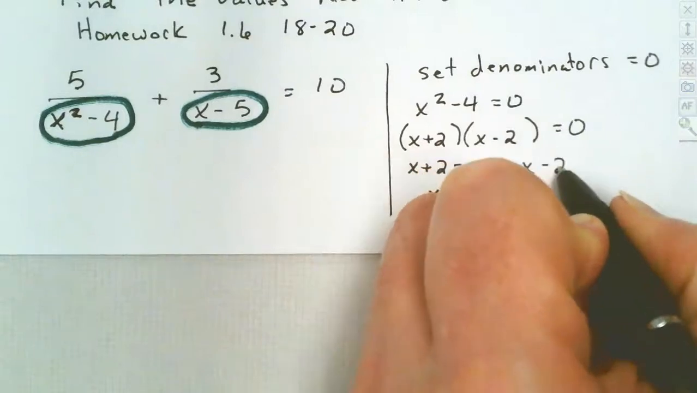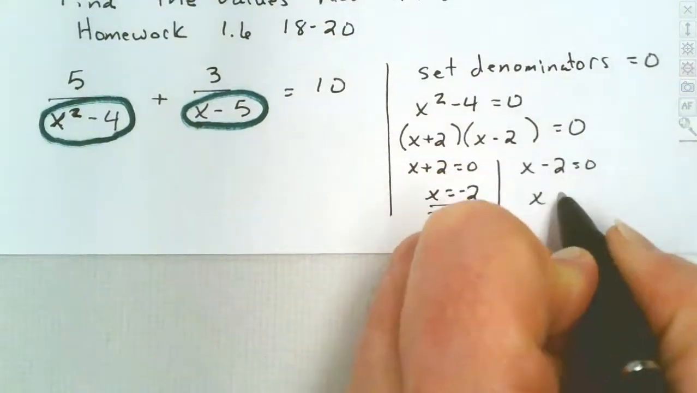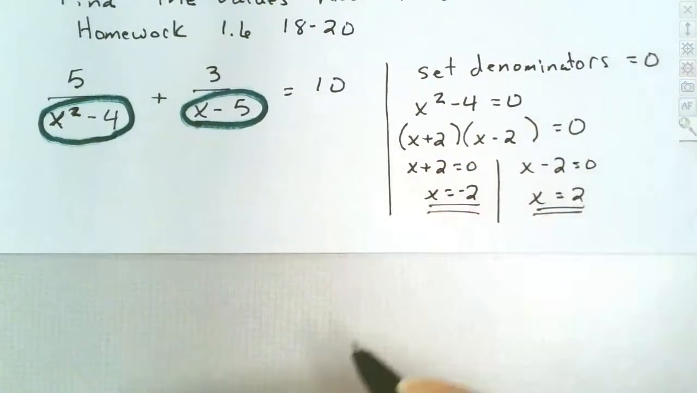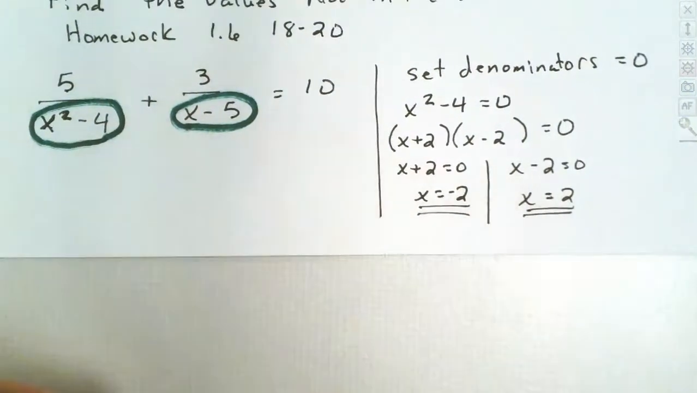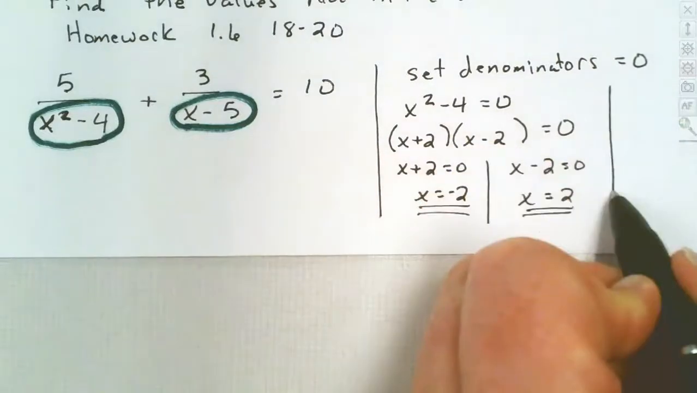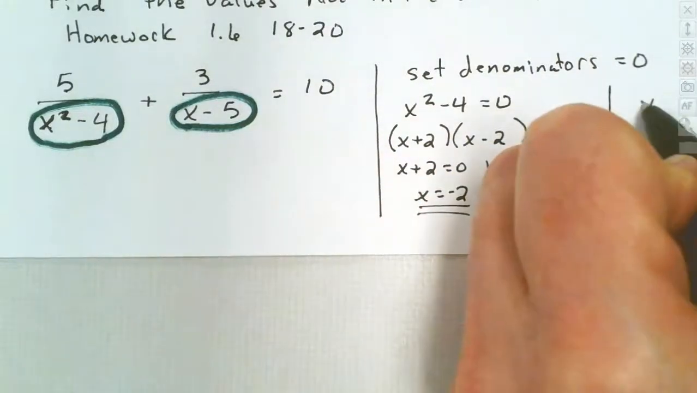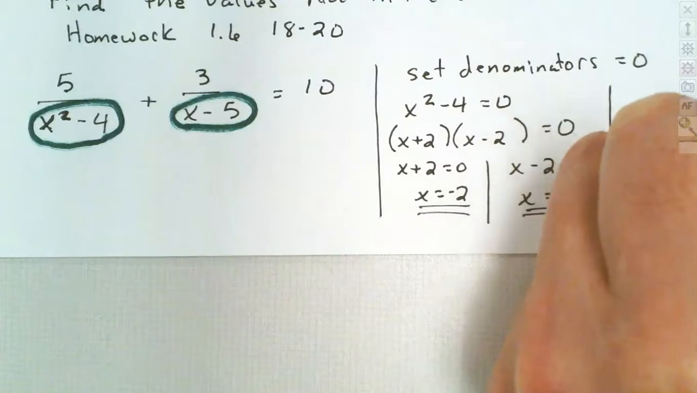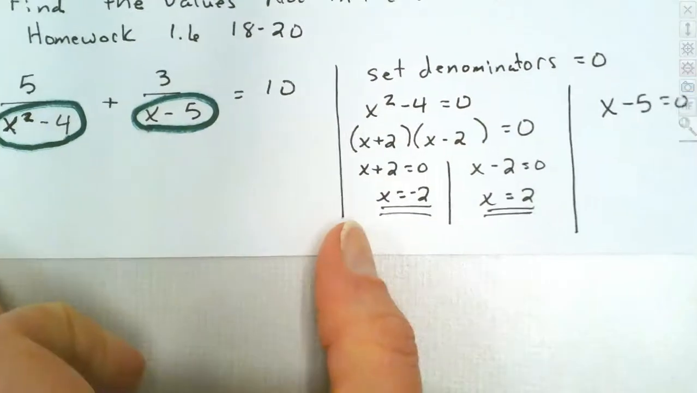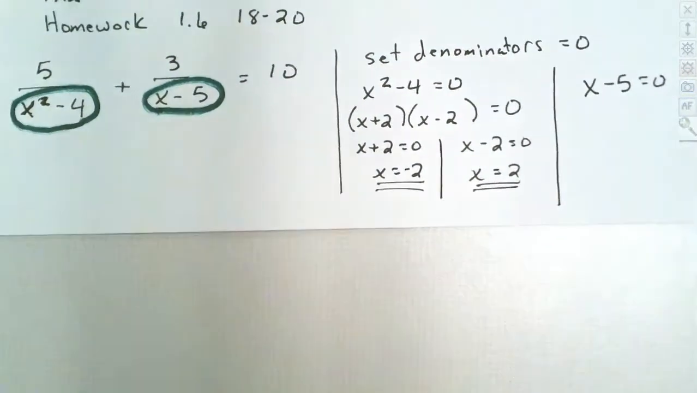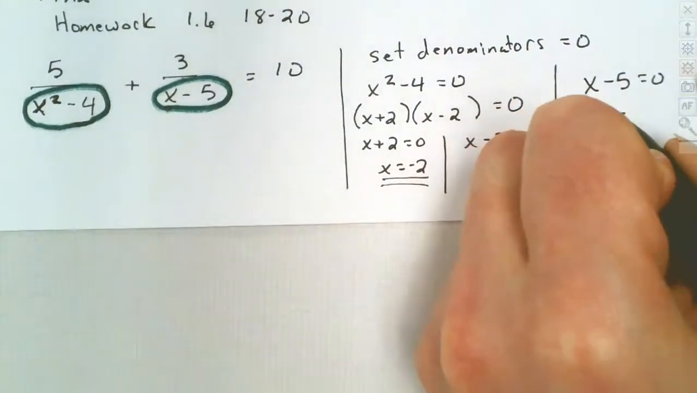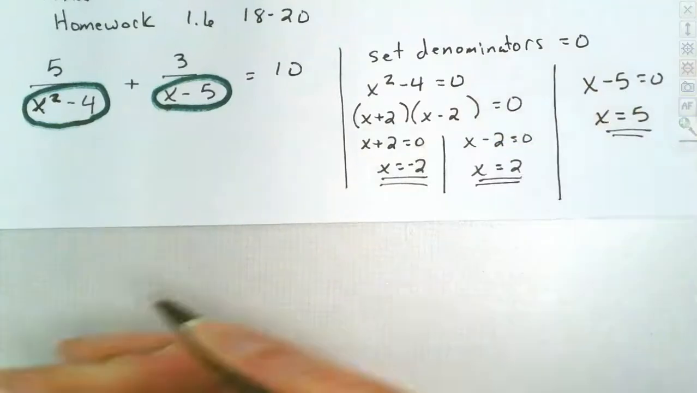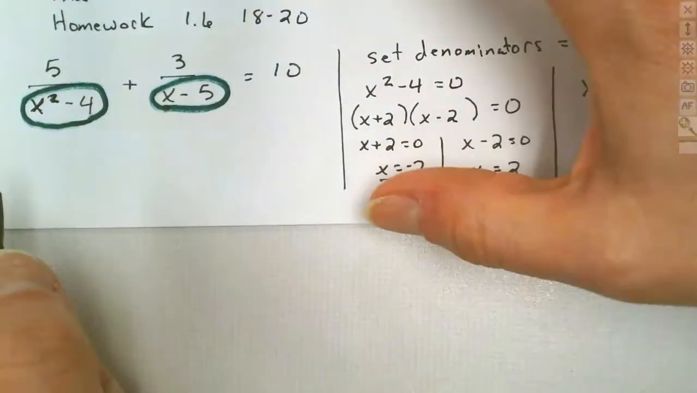x minus 2 equals 0. So that would give you x equals positive 2. That can't work either. And what about our other denominator? What's our other denominator here? Our other denominator is x minus 5 equals 0. And so what would not work for that one? When I move it over, 5. So what numbers are not in the domain now?